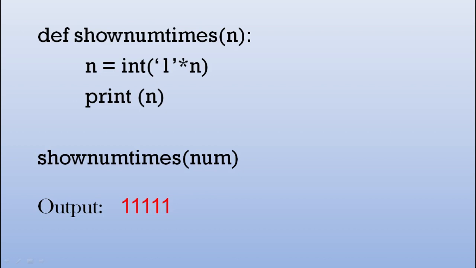Well, here we've called our function show num times, and we're going to pass it a number which we call n, and then we're going to kind of cheat here really. We're going to make the string 1 times by n, so that would give us a string of 1, 1, 1, 1, 1, and then we change that to an integer and print it. We don't need to return anything because we only need to print it. So we just call the function show num times and give it a number. In this case we give it a number 5, and it outputs 1, 1, 1, 1, 1.